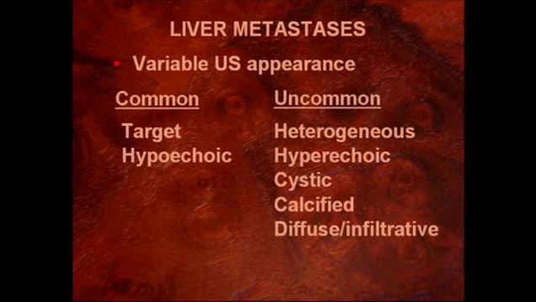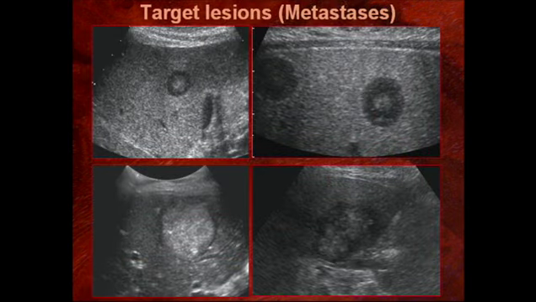On ultrasound, the appearance of liver metastases is variable. The two most common patterns are the target appearance and the hypoechoic solid appearance. Uncommon appearances occur, though, and are not that infrequent. They can be heterogeneous, hyperechoic, they can be complex cystic, some will contain calcification, and then occasionally you'll have a diffuse infiltrative pattern. But the most common appearance for liver metastases is the targetoid appearance. So let's look at some of these.